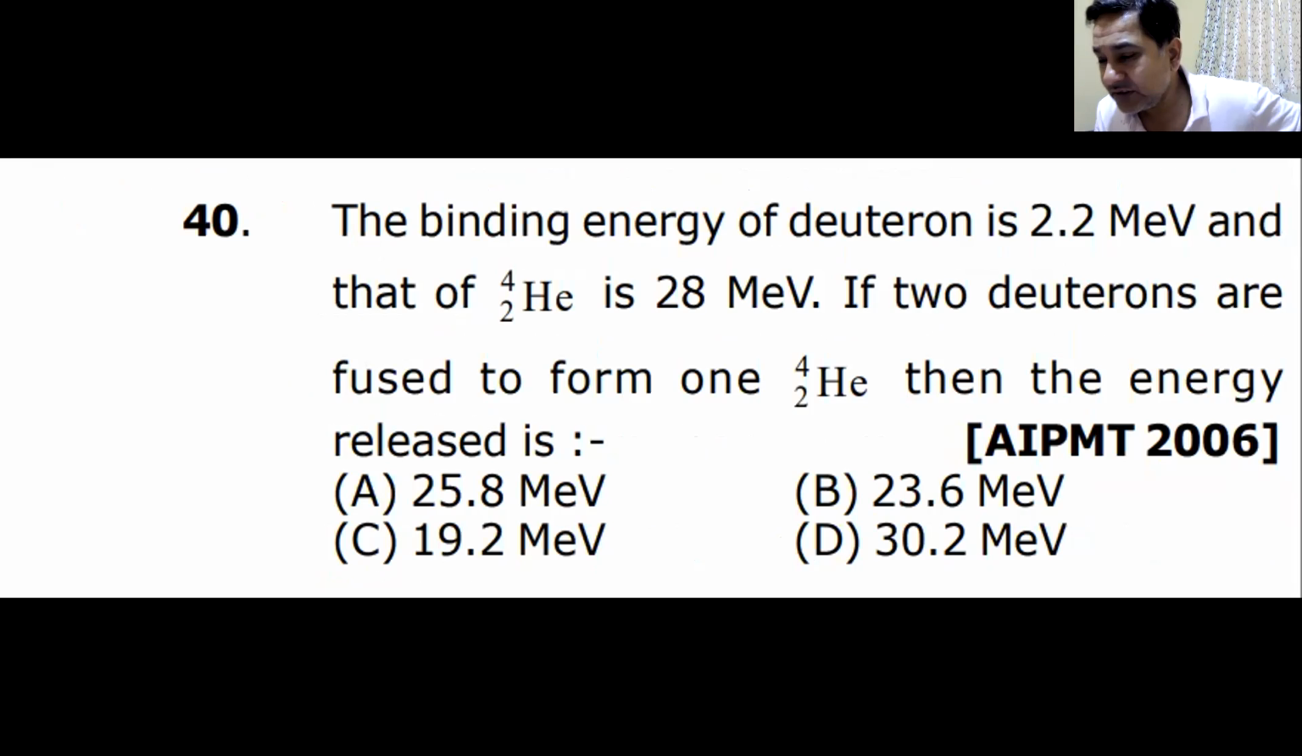The binding energy of a deuteron is 2.2 mega electron volts, and that of helium is 28 mega electron volts. If two deuterons are fused to form one helium, what is the energy released? Can I have your answers, please? Anyone with an answer?